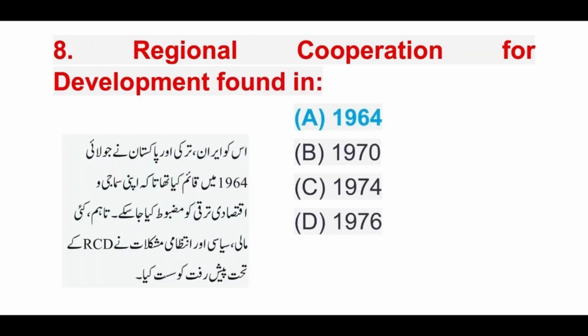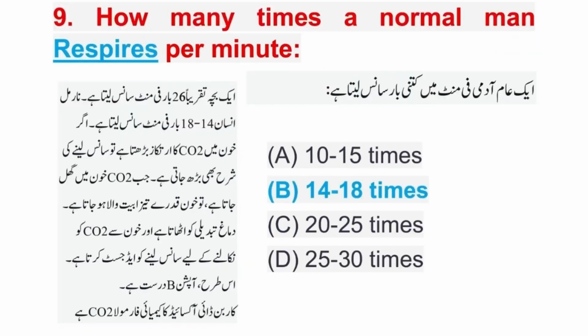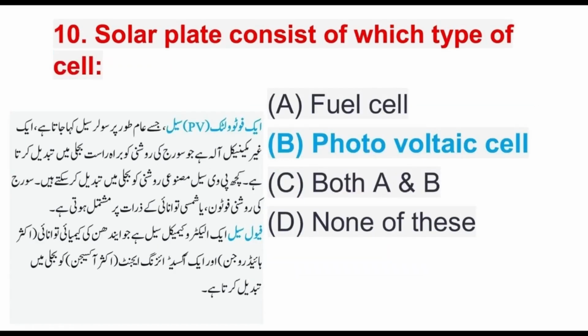Question number 8. Regional Cooperation for Development found in. That answer is 1964. Question number 9. How many times a normal man respires per minute? That answer is 14 to 18 times. Question number 10. Solar plate consists of which type of cell? That answer is photovoltaic cell.